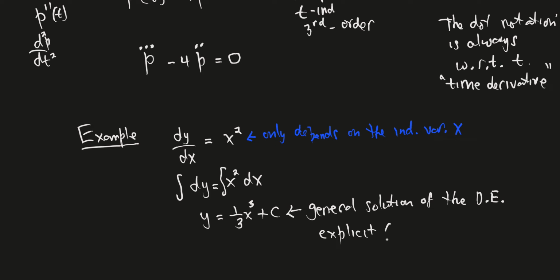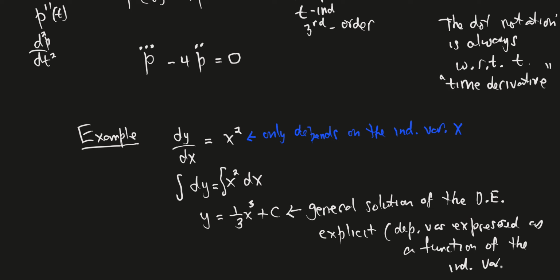And it's explicit because we have the dependent variable expressed as a function of the independent variable. It's not always possible to get your solution in this form, assuming that y is dependent on x. But when we do, we say we have an explicit solution, right?